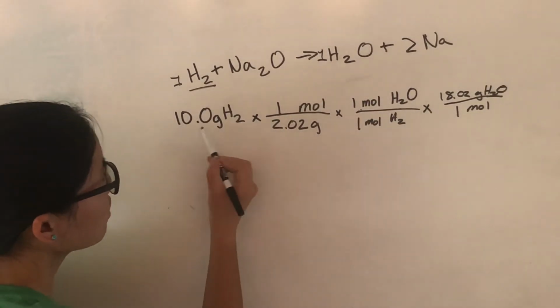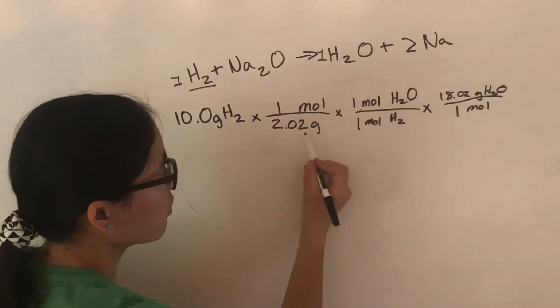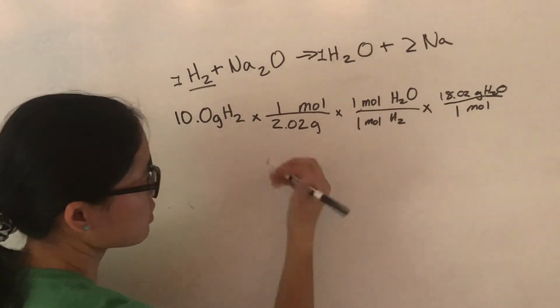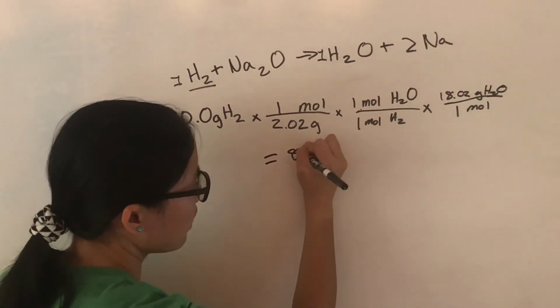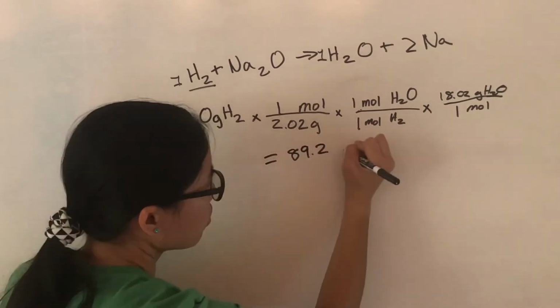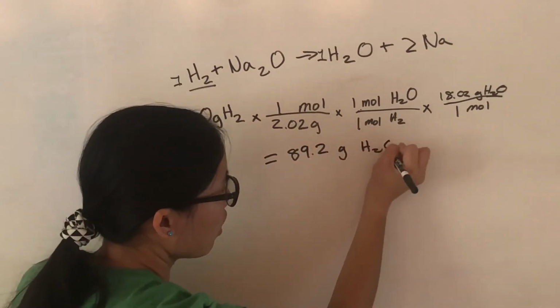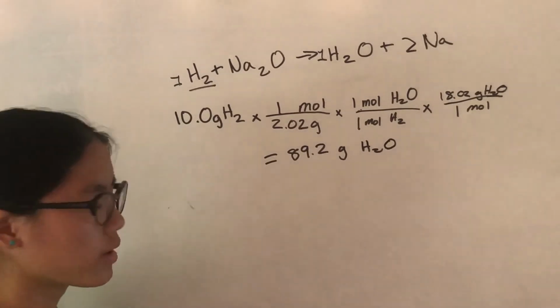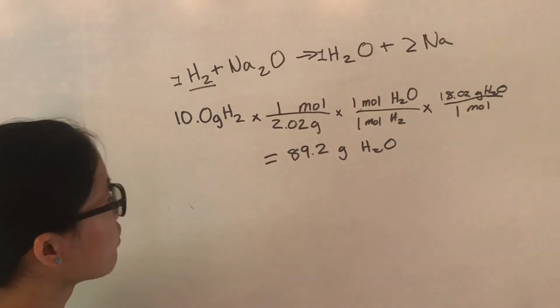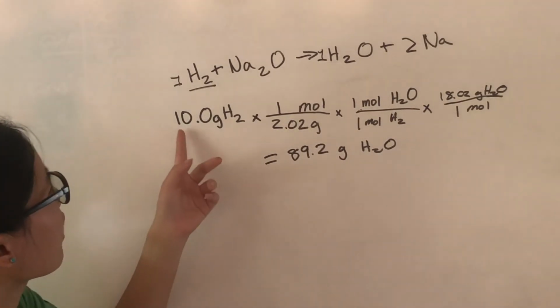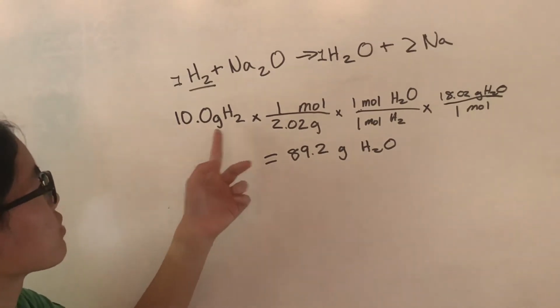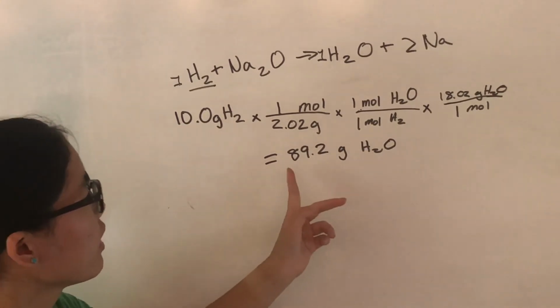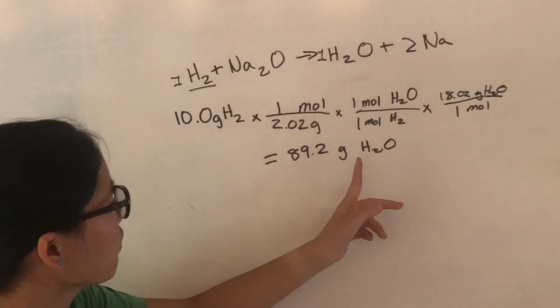You can just do 10 times 18.02 divided by 2.02. See, one nice long line, and that's equal to 89.2 grams of H2O. Now, you want to do this again to find out the limiting reactant, because we found out how many grams, if you have 10 grams of hydrogen gas, it will produce 89.2 grams of water.